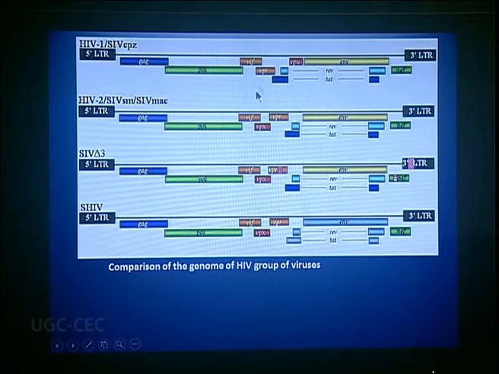So more or less you can see there is slight variation in the orientation of this GAG, POL and ENV gene. And when I talk about their predecessor from which they have originated, the SIV, it has shown further modification. So what does it indicate? It indicates that the genes were there in their predecessor, but the genes have gradually been modified, evolved. And as it has evolved, it has got increased infectivity. Clear? Good. Now coming to their function.